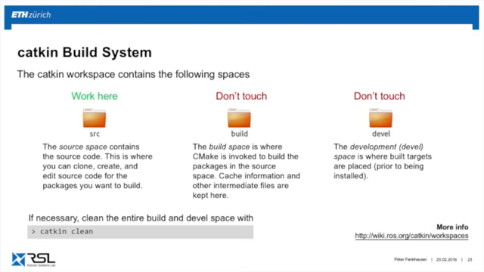If you run into trouble because something is mixed up, you changed too many things and you're not sure, and you want to build from scratch, you can type in catkin clean, which wipes out the build and the devel folder. It doesn't touch your source folder, but then you can rebuild from scratch again.